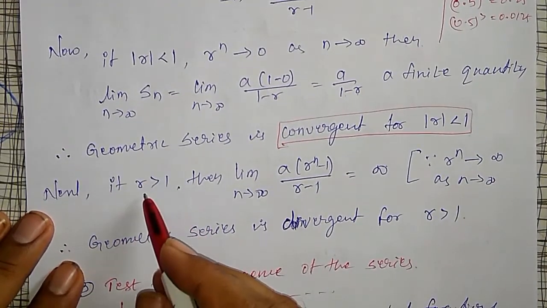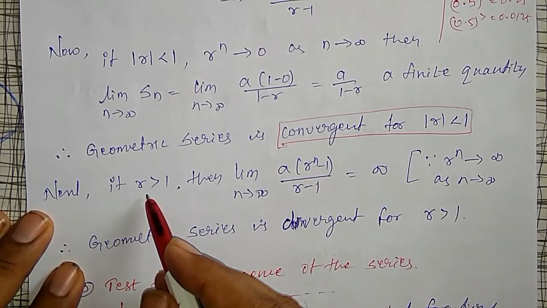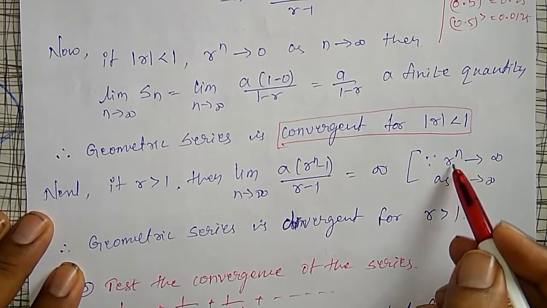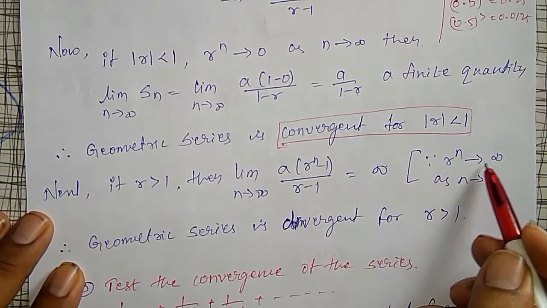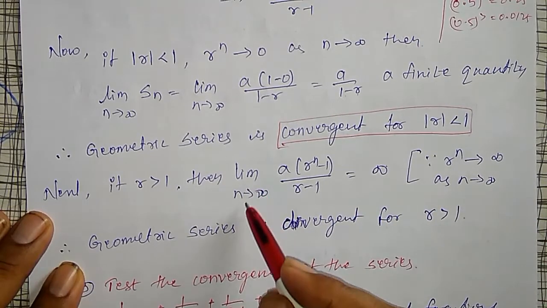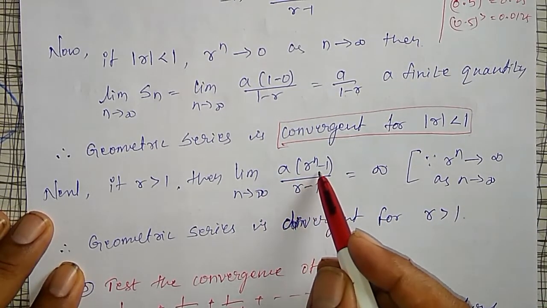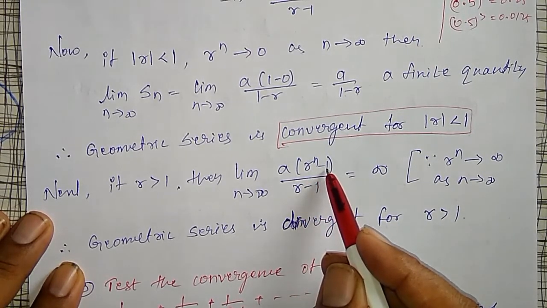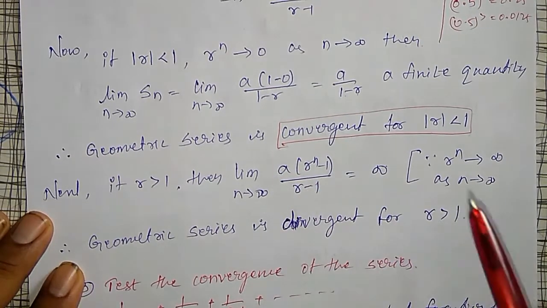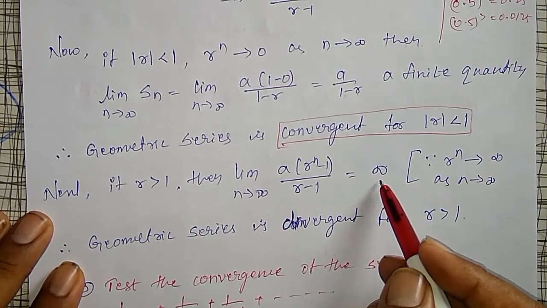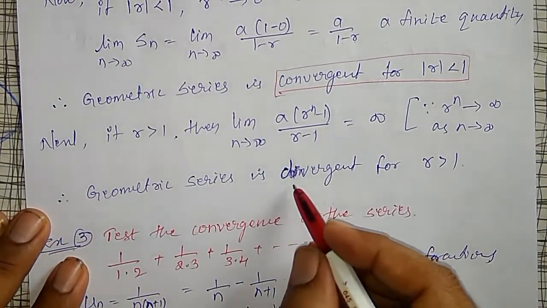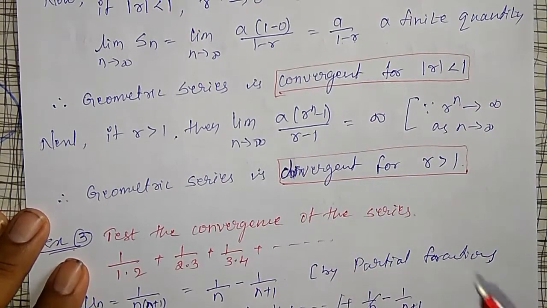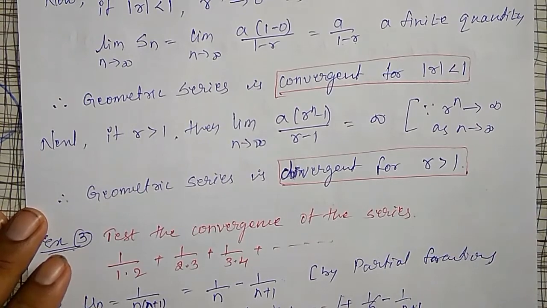Similarly, if r is greater than 1, then what is going to happen here? If r is greater than 1, r to the power n is tending to infinity. If r is 2, 3 like that, then it is tending to infinity as n tends to infinity. Therefore, limit as n tends to infinity, a into r to the power n minus 1 divided by r minus 1: r to the power n is tending to infinity. Infinity minus 1 is again infinity. Infinity into something is also infinity. Therefore, it tends to positive infinity. Therefore, a geometric series is divergent for r greater than 1. If r is less than 1, it is convergent. If r is greater than 1, then it is divergent.